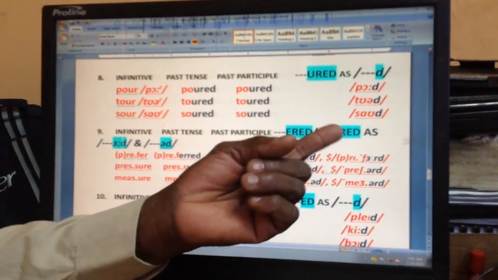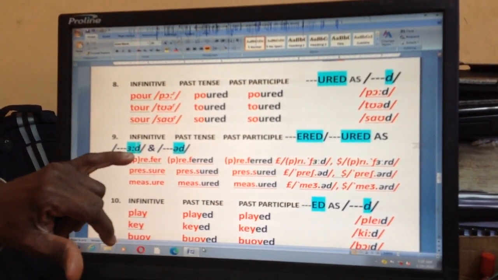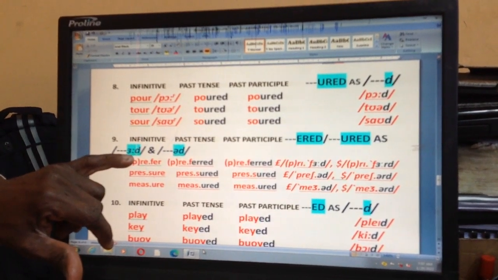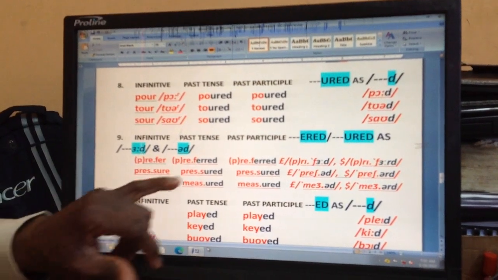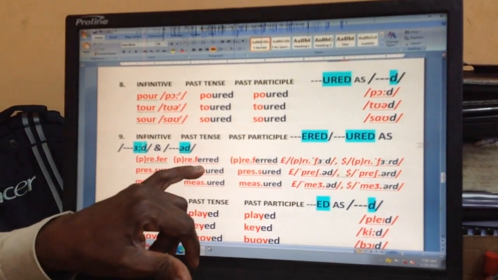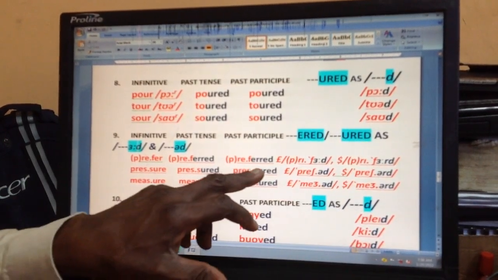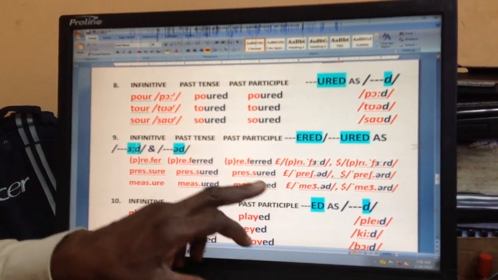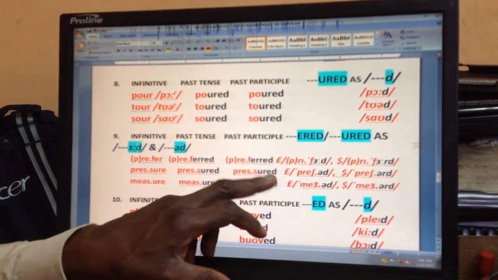These 4 letters, here or there, would give us the sound erd, a long sound, like say verb, erd, and a short sound. So here we have preferred. That's the sound there. And here, pressured. All those in dark blue will simply be pronounced as ed, pressured.